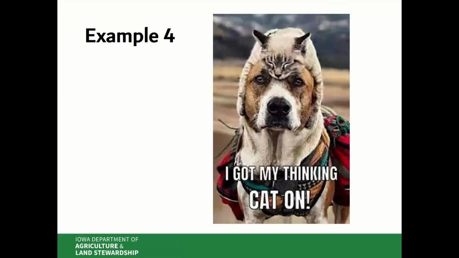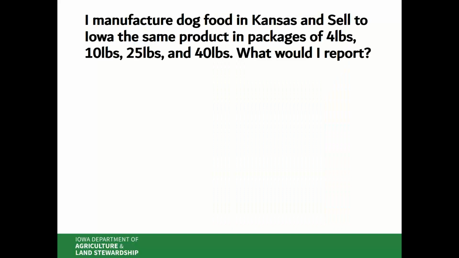All right, this is my last example for now, so we've got to keep our thinking caps on. I manufacture dog food in Kansas and sell it to Iowa. The same product in packages of 4 pounds, 10 pounds, 25 pounds, and 40 pounds. So what would I report in this case?